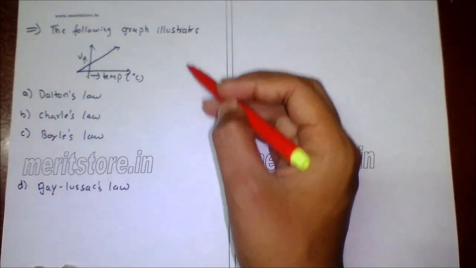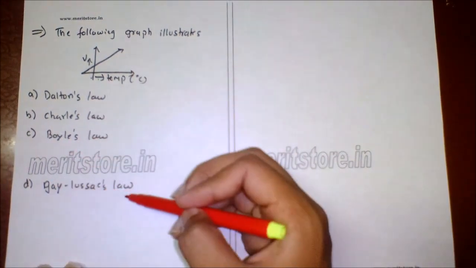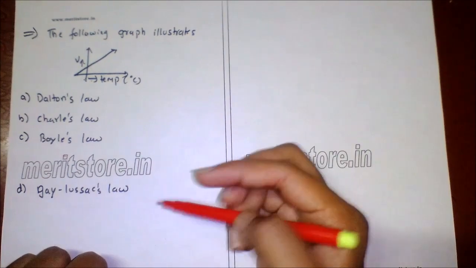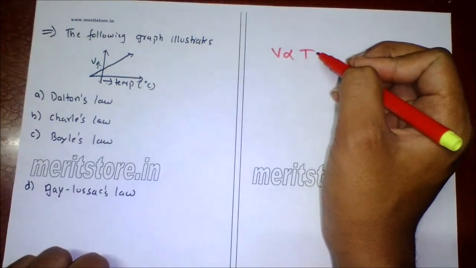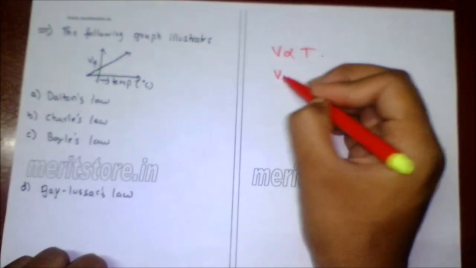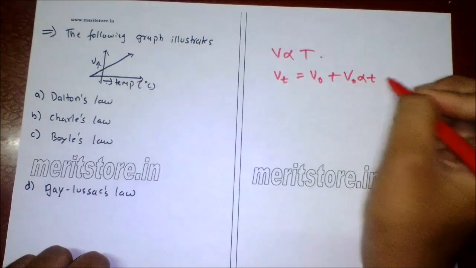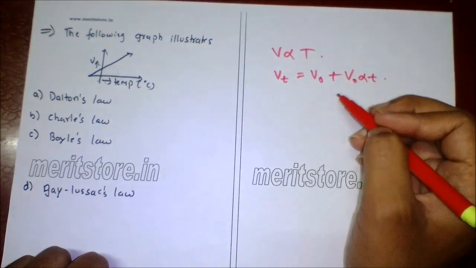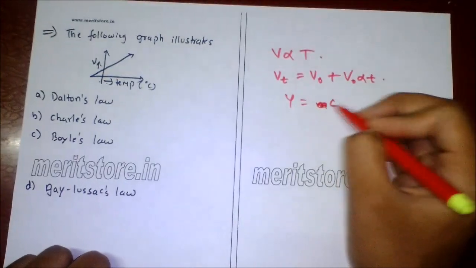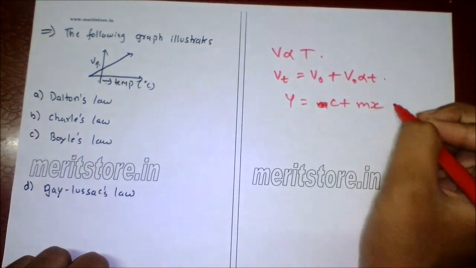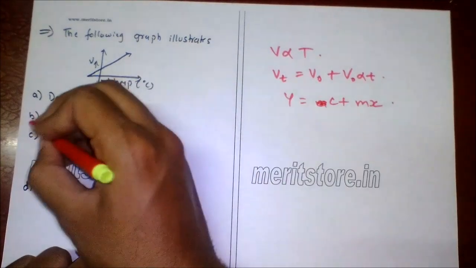The following graph illustrates A. Dalton's law, B. Charles' law, C. Boyle's law, D. Gay-Lussac's law. So according to Charles' law, we know that volume is directly proportional to temperature. The equation is Vt is equal to V0 plus V0 alpha T. Comparing it with Y is equal to C plus Mx, this equation comes out to be Charles' law, option B.